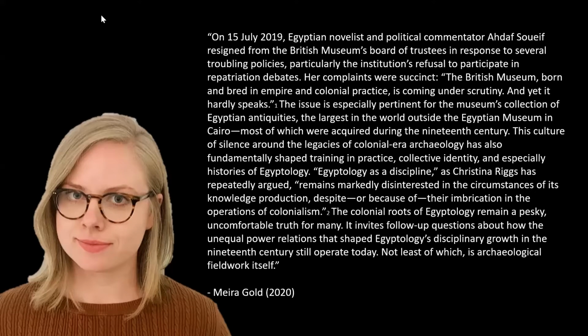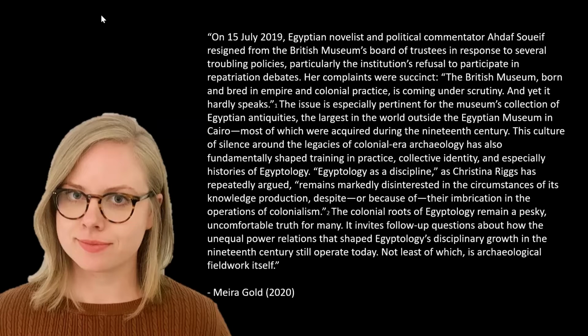The British Museum, born and bred in empire and colonial practice, is coming under scrutiny, and yet it hardly speaks. It's this idea that the British Museum really should be at least having an opinion in this debate that so fundamentally involves what it is as an institution. The issue is especially pertinent for the museum's collection of Egyptian antiquities, which is the largest outside of Egypt. Right? These were unsurprisingly acquired during the 19th century. This culture of silence around the legacies of colonial era archaeology has also fundamentally shaped training and practice, collective identity, and especially histories of Egyptology.